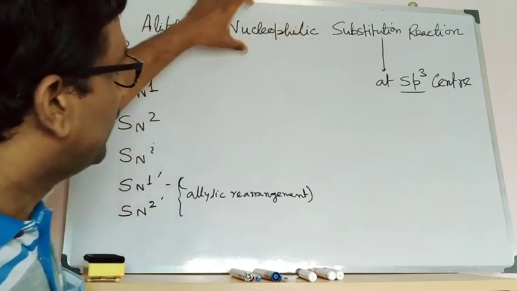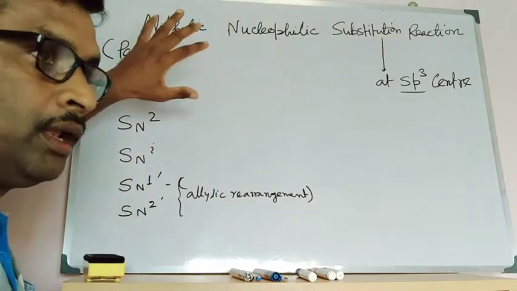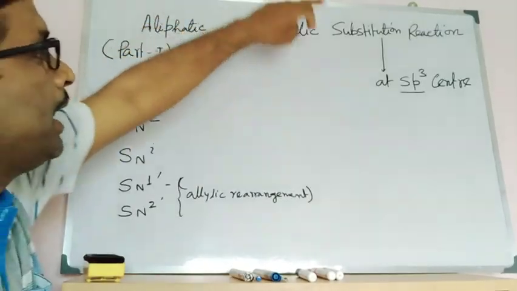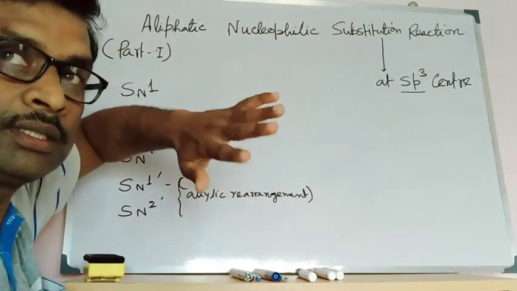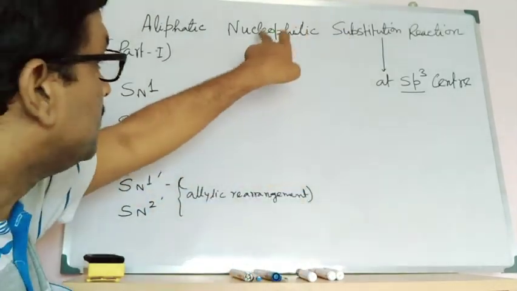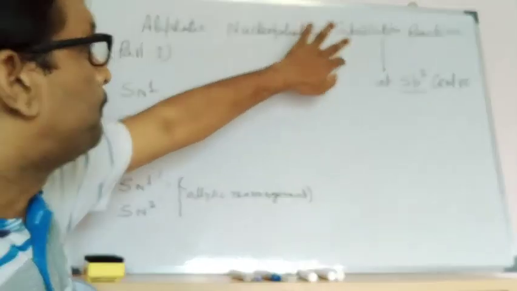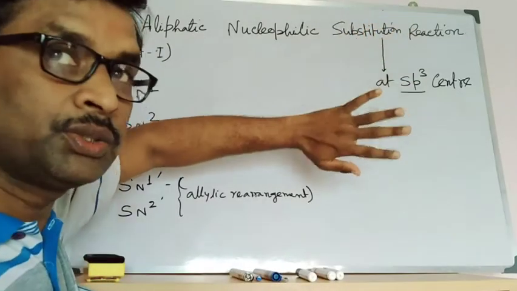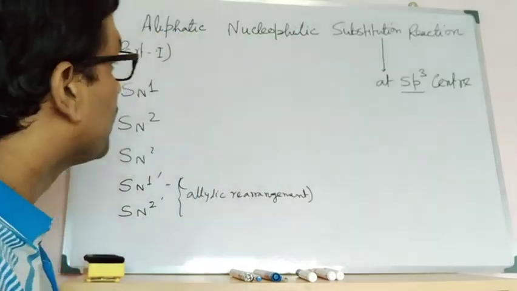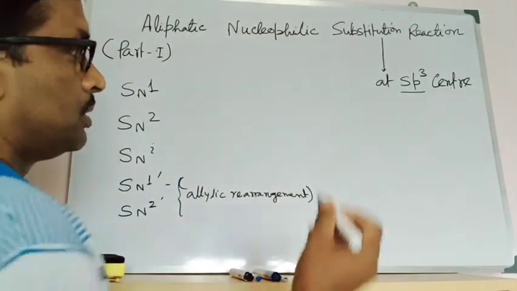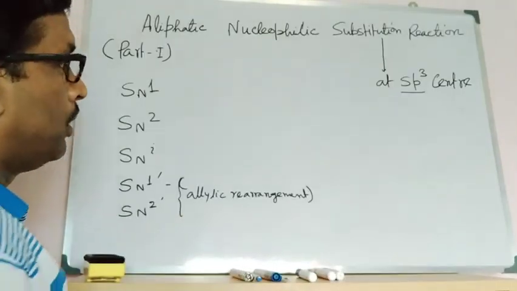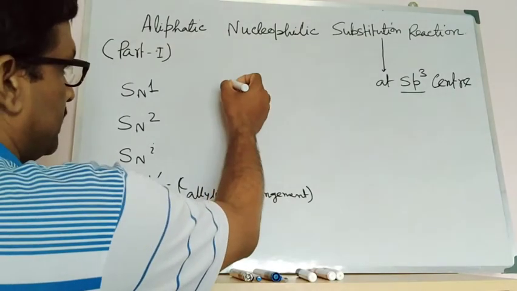Nucleophilic means that some nucleophile will be involved in these reactions, and this is substitution. Substitution means one part of a molecule will be replaced by the nucleophile, or substituted by the nucleophile. That's why this is called substitution. Here the substitution always occurs at an sp3 center. Always it will occur at an sp3 center.